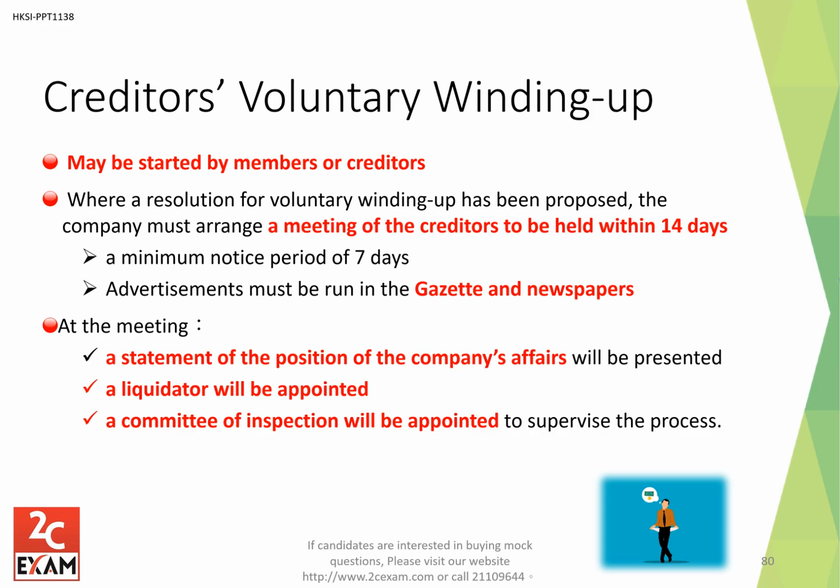As it is a creditors' meeting, the creditors lead the process, so the creditors will decide at the meeting who to appoint as the liquidator. The members can make nominations, but the creditors also have the right to choose who will be the liquidator. In addition, the creditors will establish a committee of inspection to supervise the liquidation process of the company.